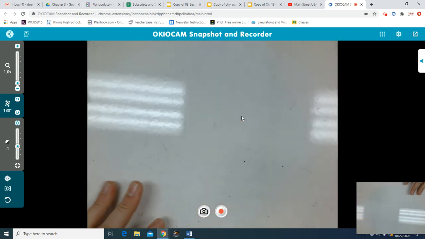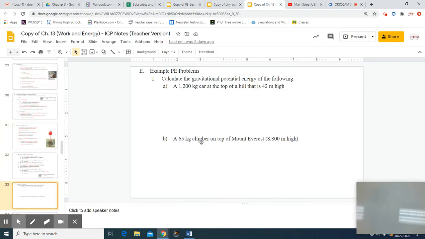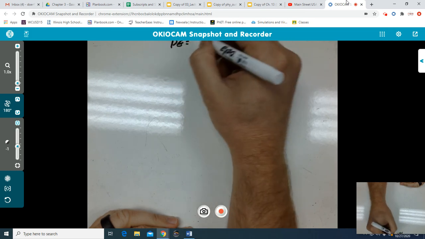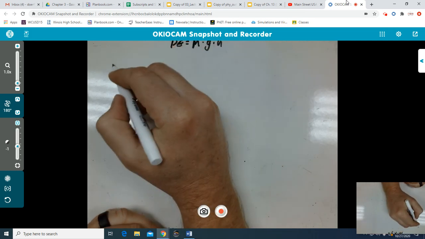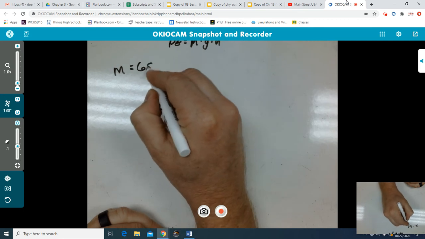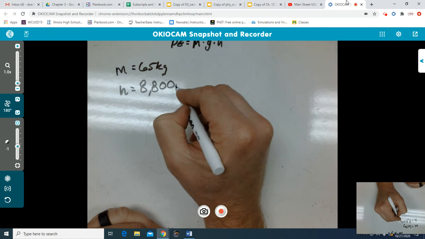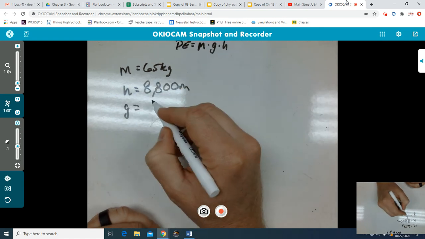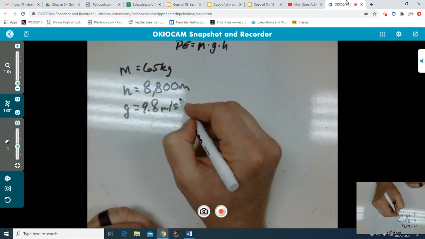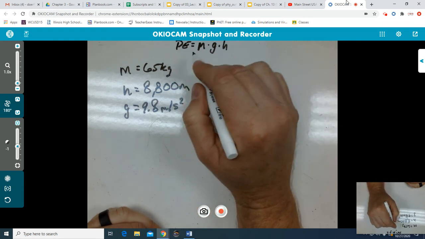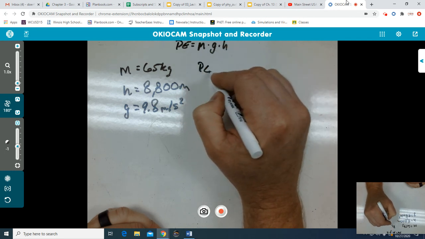Let's look at our second question here. A 65 kilogram climber on top of Mount Everest at 8,800 meters high. So again, PE equals M times G times H. Mass is 65 kilograms. H is 8,800 meters. And again, G is 9.8 meters per second squared. Units are in the correct unit for each variable. The formula is set up correctly.